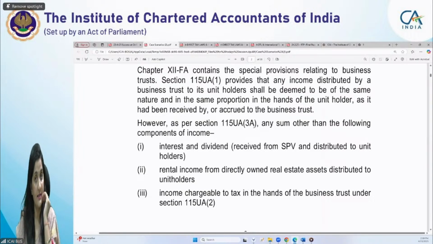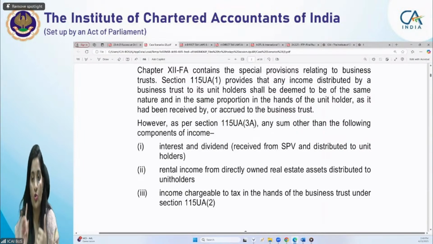For understanding the implication of this amendment, please refer to the RTP November 24, in which question number 16 is testing this amendment. You can attempt it, because there are no other changes in these REIT provisions. Please attempt and solve that question to understand how you will apply the provisions of 115UA(3A) and 56(2)(xii).